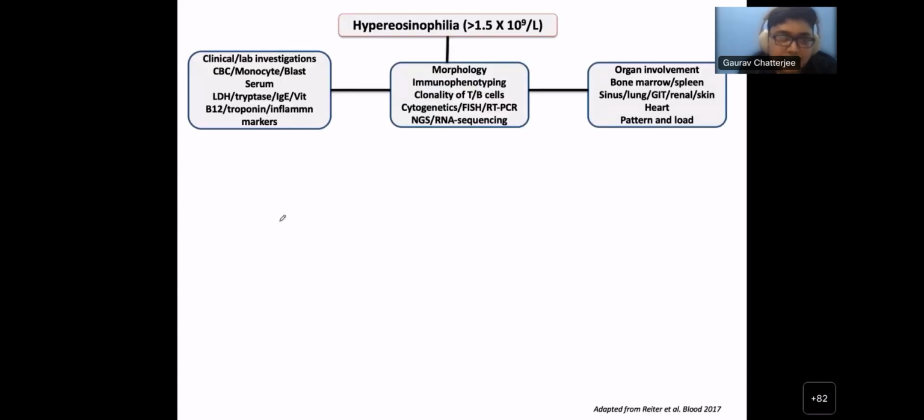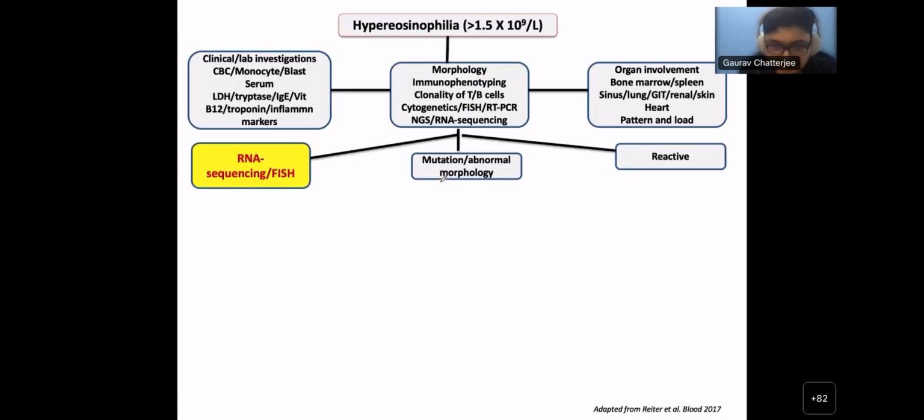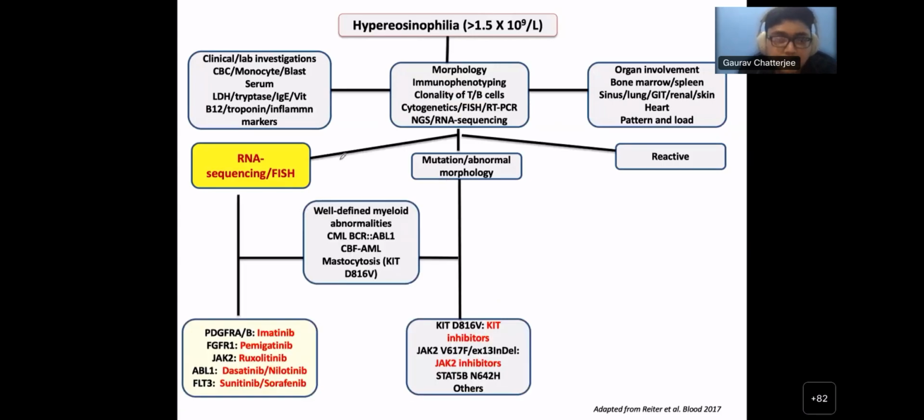So in an evaluation of eosinophilia, you start with the basics like morphology, you do clonality of T and B cells, immunophenotyping, and all this clinical investigation like CBC, monocyte count. You check for organ involvement. When all of this is done and reactive causes are excluded, then you have to really do tests like RNA sequencing or FISH, because that will be able to identify this host of fusions, and some of them do respond to specific therapies like PDGFRA, PDGFRB to imatinib, ABL1 rearrangement to dasatinib or nilotinib.